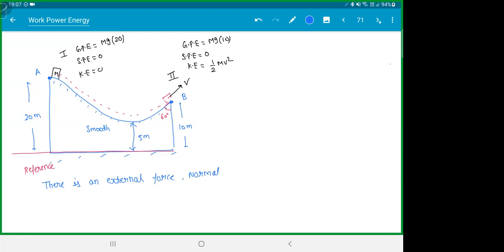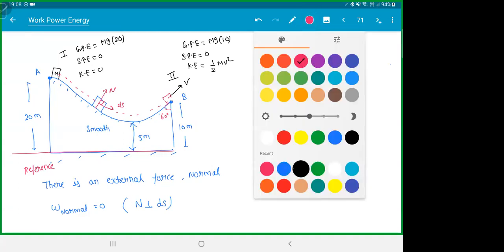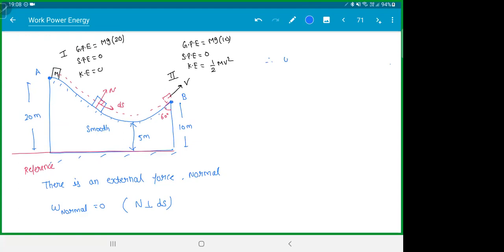But what is the work done by the normal? 0, right? Why? That's why we call it normal reaction. N is perpendicular to displacement. Whenever this guy is traveling, the normal reaction and the displacement are always perpendicular. The work done is always 0. So even though there's an external force, there is no work done. Therefore, work done by external forces is 0.